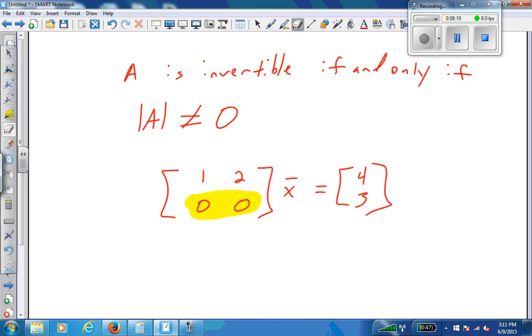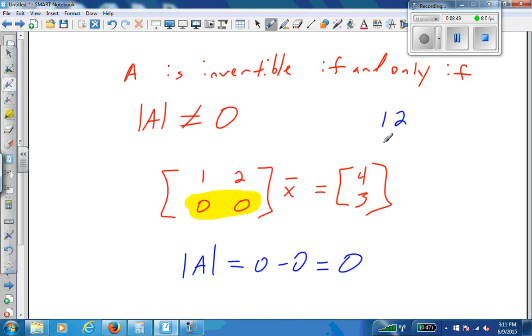Also, notice this: if we took the determinant of this, what would the determinant be? It would be 0. This product is 0 minus this product is 0. So the determinant of that is 0. Also, this matrix doesn't have an inverse. Why does it not have an inverse?